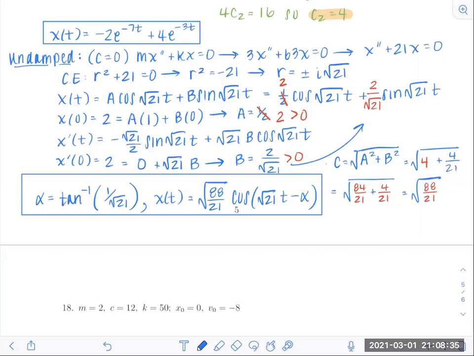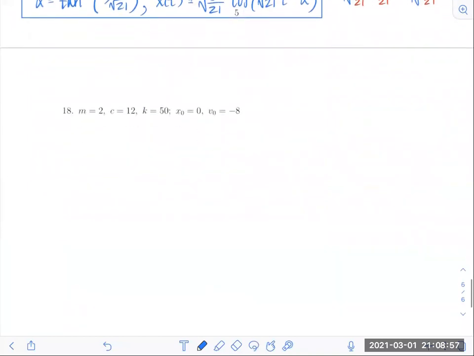So let's take a look at problem 18 from the text. Exact same instructions. They want you to analyze damped motion and then do it all over again for undamped motion. In the last example, when we set up our characteristic equation, we got real distinct roots. Let's see what's going to happen here in 18 with these various mass and damping constants.